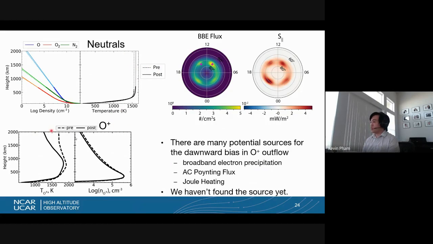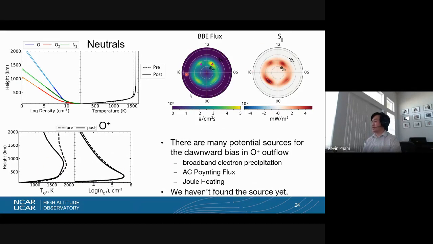If you take a look at the O plus density itself, you see that it has some difference all the way up to 2,000 kilometers. Note that this is a much smaller scale than the scale you see in the neutral density. This difference at about 1,000 kilometers is a factor of 4 or so between the post and pre-noon, so you do see more O plus density. You also have much hotter O plus temperatures. So what's the reason for causing both a hotter O plus temperature as well as more O plus density?